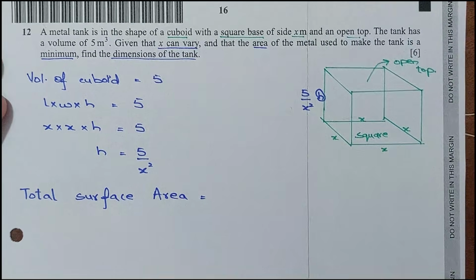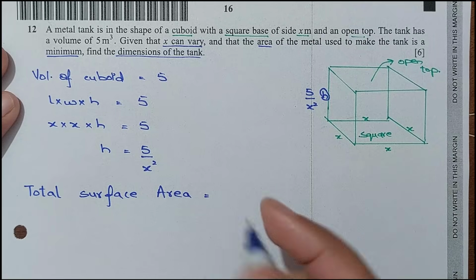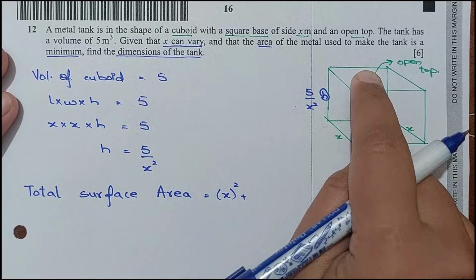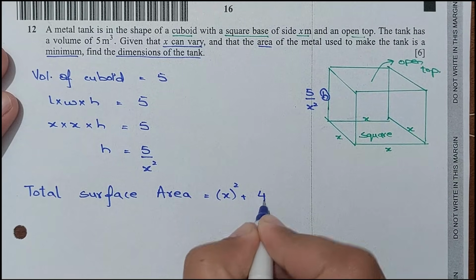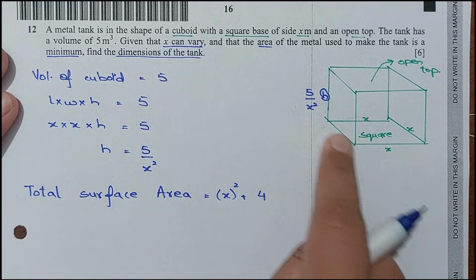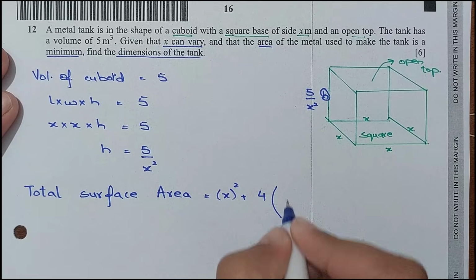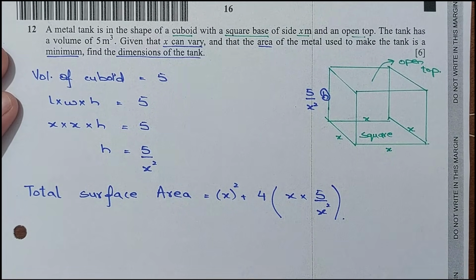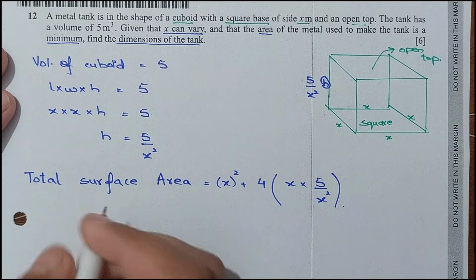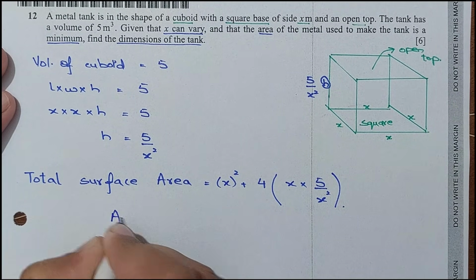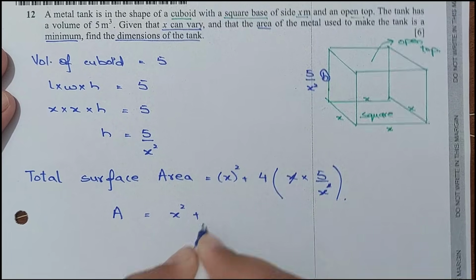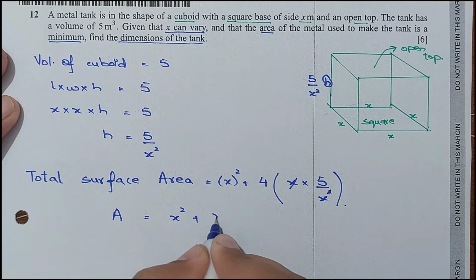As you can see, the bottom is a square. So its area is x times x plus we have 4 rectangles. So we have to find the area of 4 rectangles, the length and the width. So x times 5 over x square. This would be the total surface area, right? So A would be x square plus this and this x is cancelled. 4 times 5 is 20 over x, right?